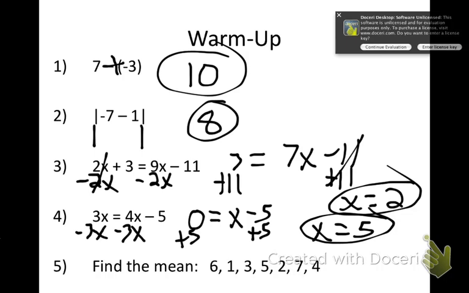Okay. And number 5, find the mean. Jersey, what's the mean again? The mean is the average. Add them all up, divide by 7. I get an answer of what, Jersey? 4. Thank you, sir. We do get an answer of 4.